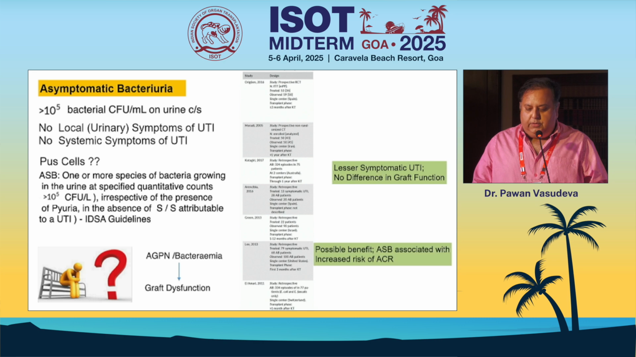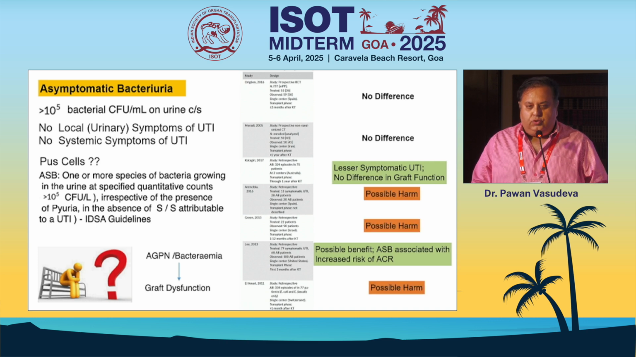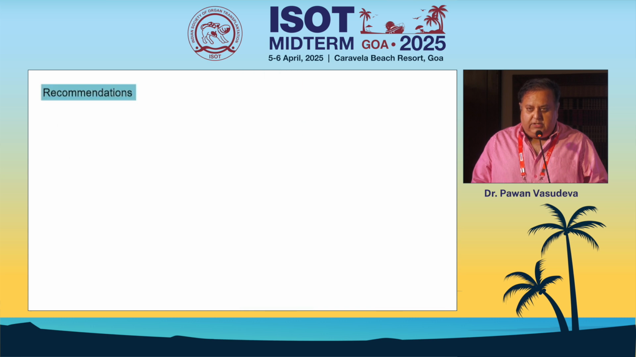There were two studies which showed that there is a possible benefit. Then there were two more studies, including an RCT, which showed that there is no difference. And then there were three studies which showed that there is an actual possible harm if you treat asymptomatic bacteriuria in kidney transplant patients. So what is the recommendation as it stands?